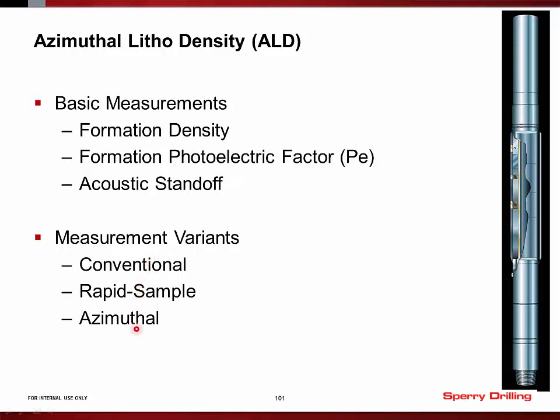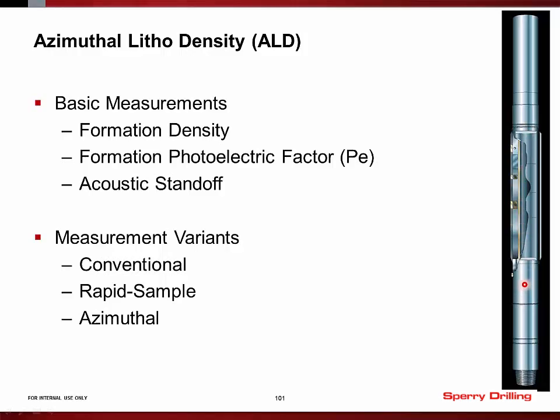Now, all of those measurements come in 3 different variants, or 3 different flavors. We have a conventional, rapid sample, and azimuthal measurements. So you'll hear people talk about azimuthal density, rapid sample density, azimuthal PE, rapid sample PE, and so on. All of these things up here come in all of these different flavors down here. But the basic way that we calculate density, or PE, doesn't really change with these. This is just how we divide up the samples and how we represent the data from different parts of the borehole.